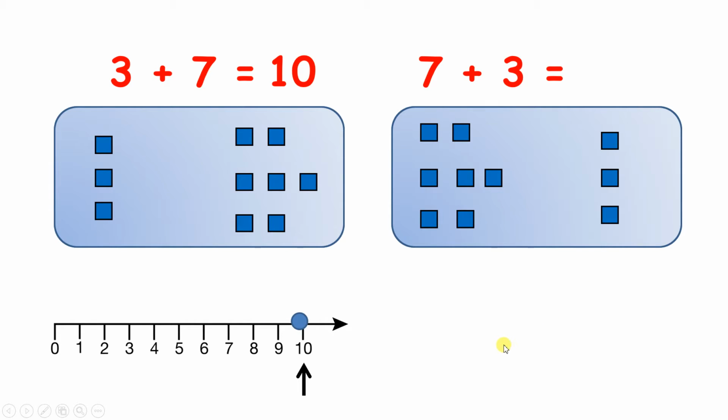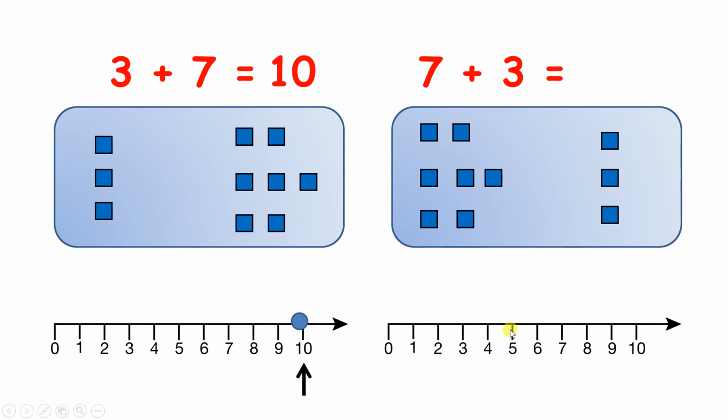Now again, we can show this on a number line. So let's start on 7, and how many jumps are we going to make? Well, we're adding 3, so let's jump on. 1, 2, 3. You can see that we've landed on the number 10, so 7 plus 3 equals 10.